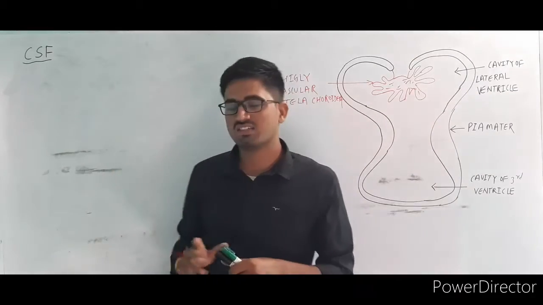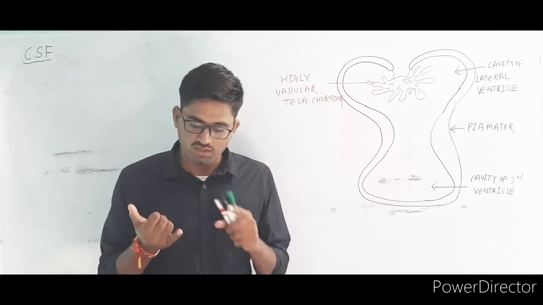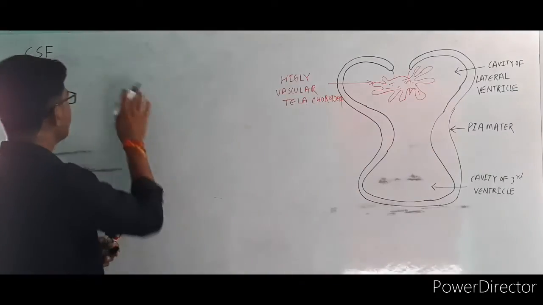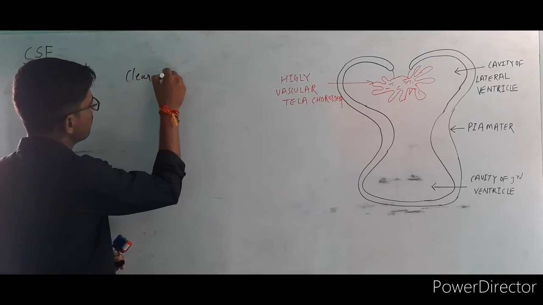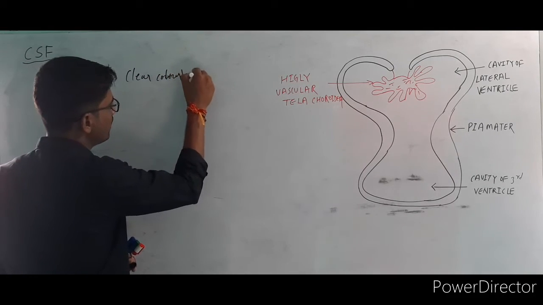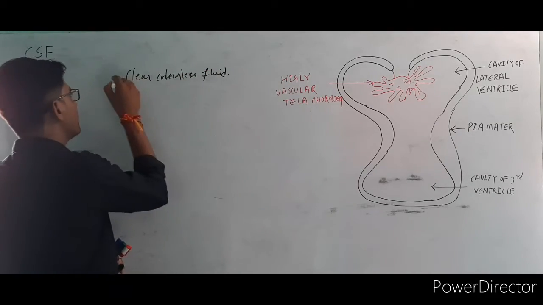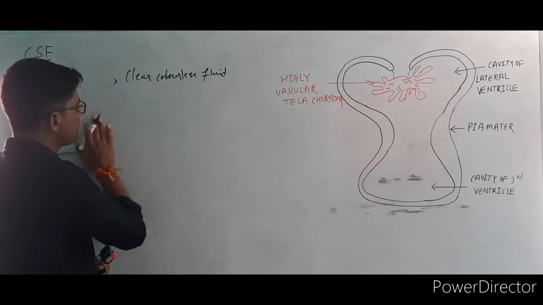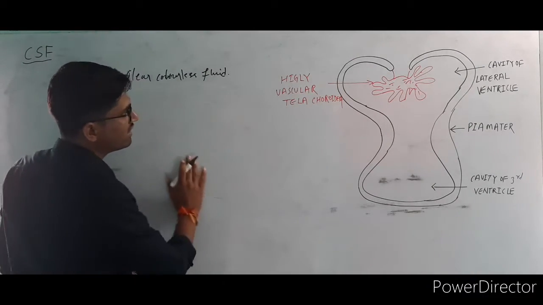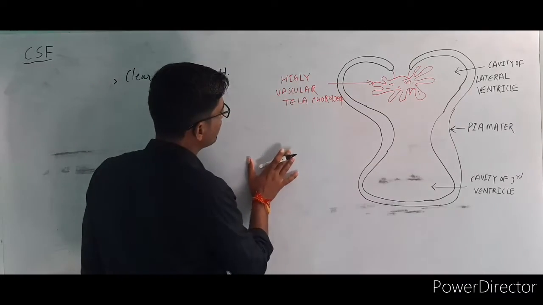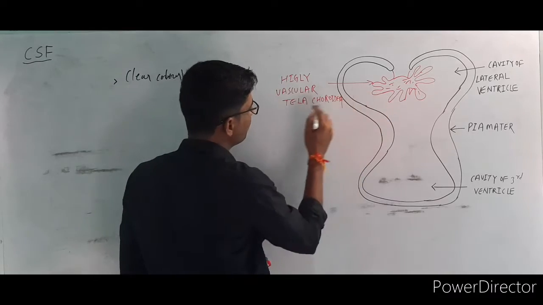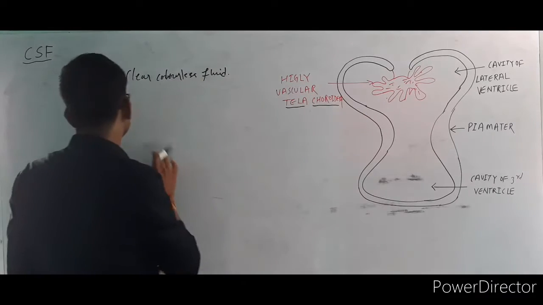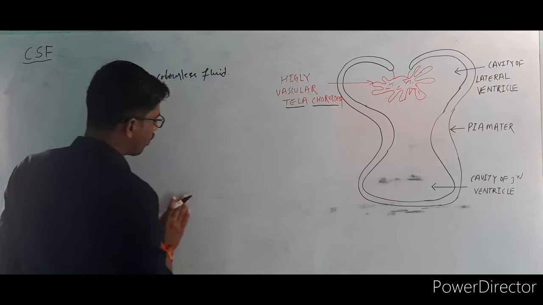So first of all, what is the CSF and what is the function of CSF? CSF is a clear colorless fluid, okay, acceptable. One thing is clear colorless fluid. Okay, it's acceptable. From where does it get synthesized? Here, you can see on the diagram, this is the tuft of capillaries and that is called tela choroidea. So synthesis is from the choroid plexus.